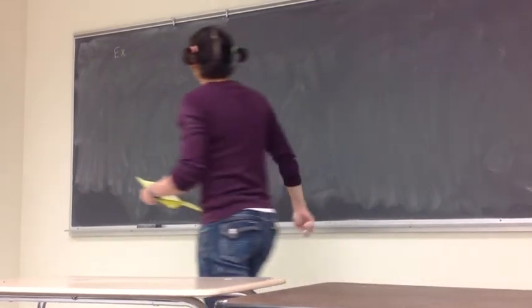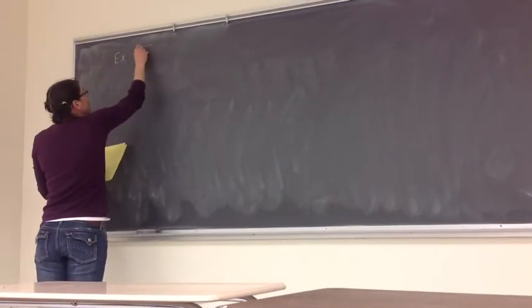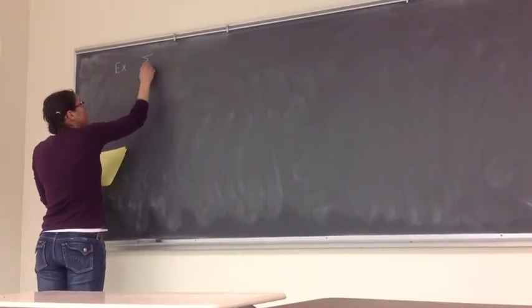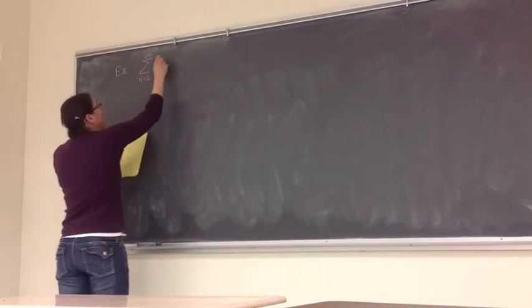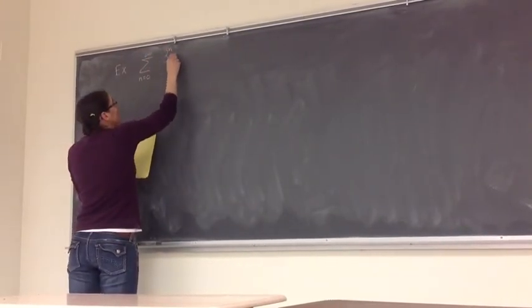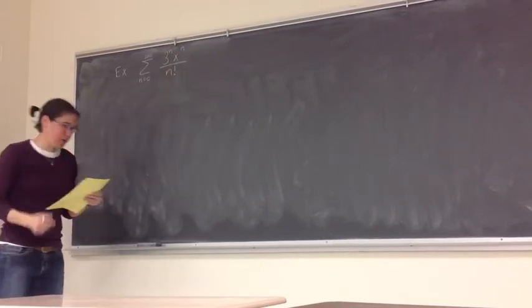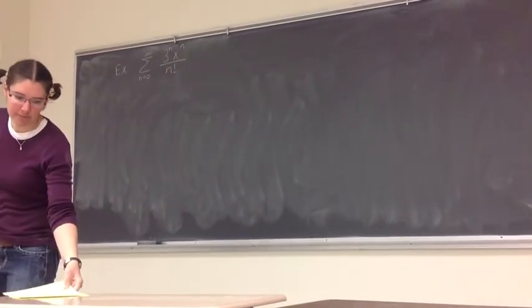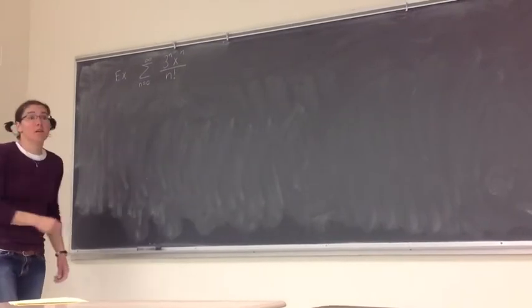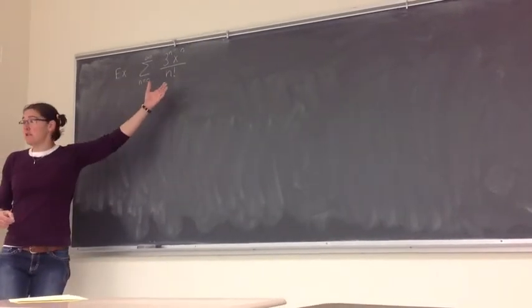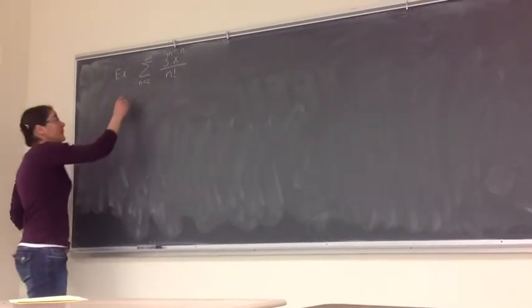Okay, final example on power series. We've got the sum where n goes from 0 up to infinity of 3 to the n times x to the n over n factorial. Alright, so I'm given the power series. The question is always the same.